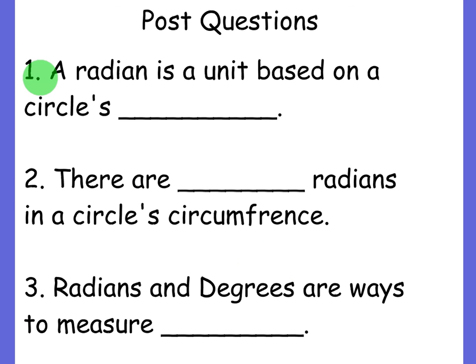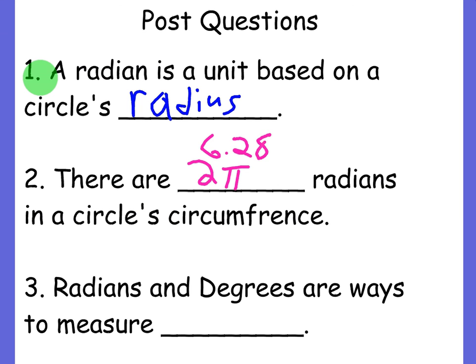Let's ask some post questions. A radian is a unit based on the circle's, you said it, radius. Okay? Very simple. Easy to understand. Next question. There are how many radians in a circle's circumference? There are 2 pi. Okay? If you want to write that as a decimal, 6.28 approximately. Radians and degrees are ways to measure what? The answer is angles. You could also say circular arcs.